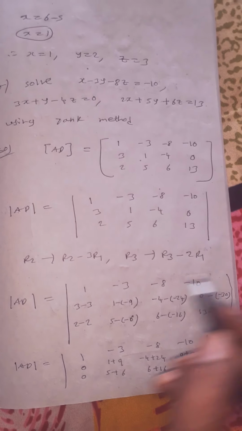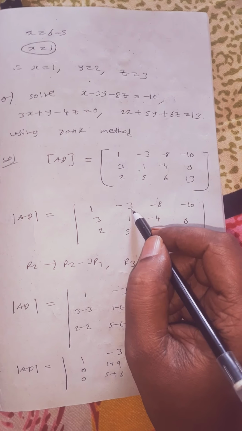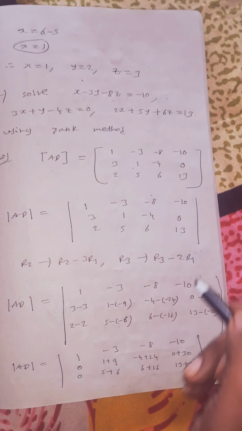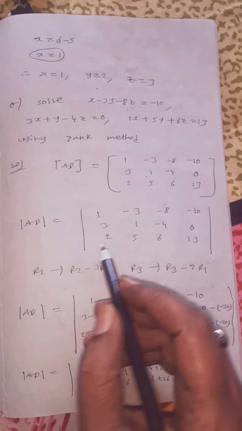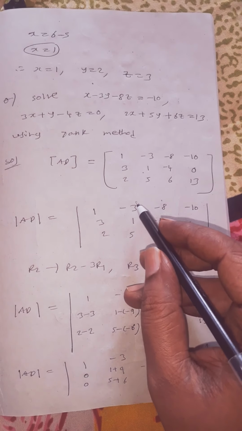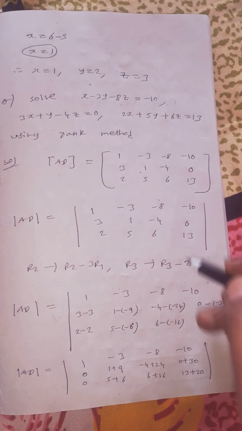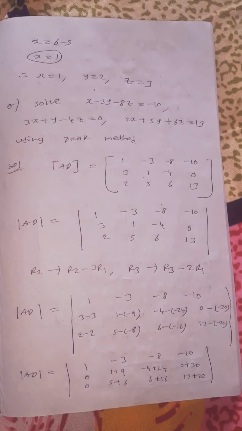I wrote the first row as it is. Second row: 3 minus 1, next 1 minus of minus 3 times 3 is 9, minus 9. Next, minus 4 minus of minus 8 times 3 is 24. 0 minus of minus 10 times 3 is 30. Next, 2 minus 2 is 0. 2 minus 2. 5 minus of minus 3 times 2 is minus 6. 6 minus of minus 8 times 2 is minus 16. 13 minus of minus 10 times 2 is 20.